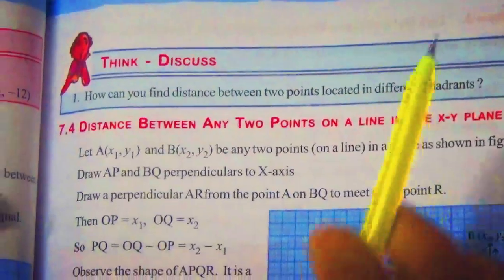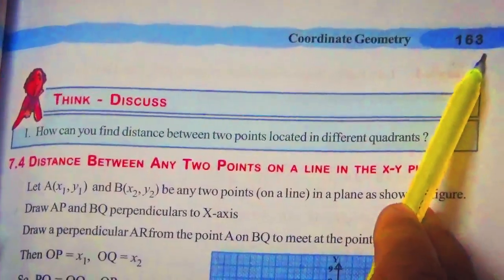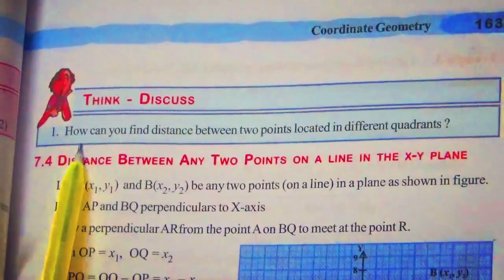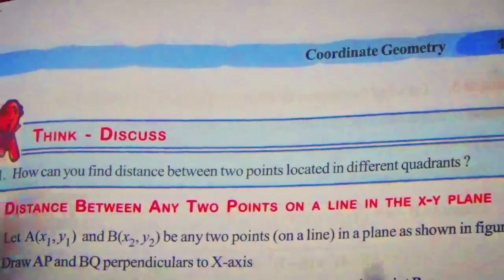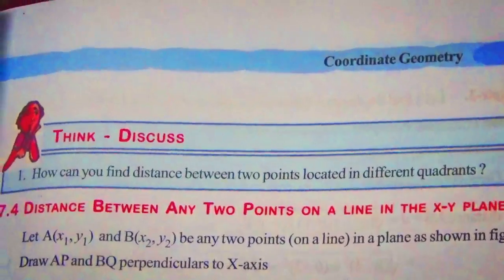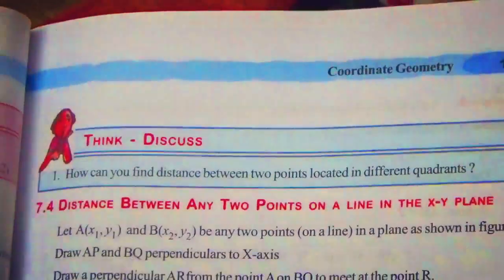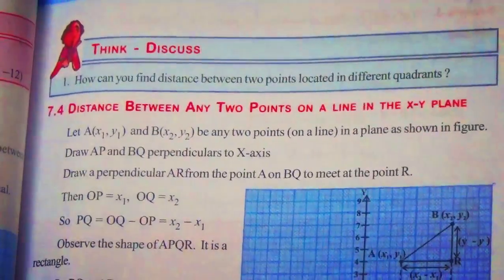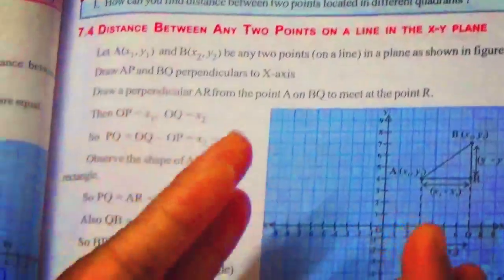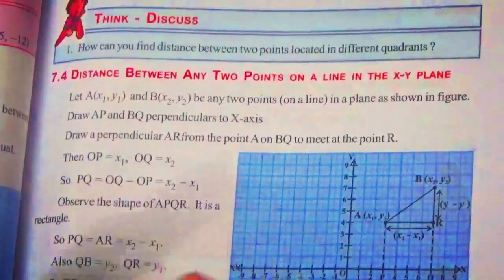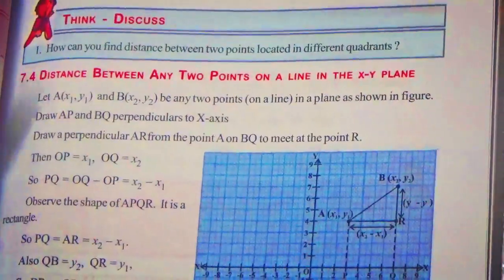Now we enter into page number 163. Here in think and discuss, look at the question. How can you find the distance between 2 points located in different quadrants? If the points are located in different quadrants, how do you find the distance between the 2 points? For that, there is a final formula which tells about the distance between the points. Okay, the distance formula is this one.